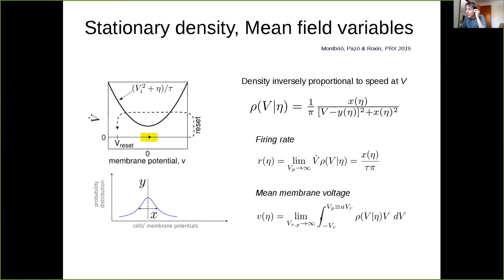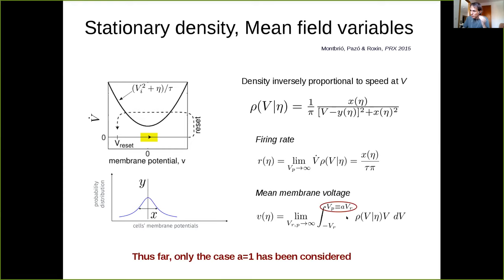Whereas the mean membrane voltage can be calculated by integrating from minus VR to VP the density times V. So this integral would give the first moment of this distribution, if this was minus VR to VR. But since this distribution is Lorentzian, it has heavy tails, and it doesn't have finite moments, so one needs to adopt this limit. So this is the Cauchy principal value. So the mean voltage is given by this integral.